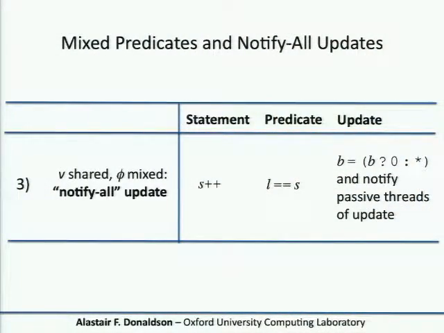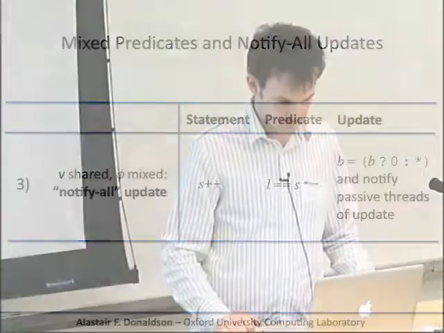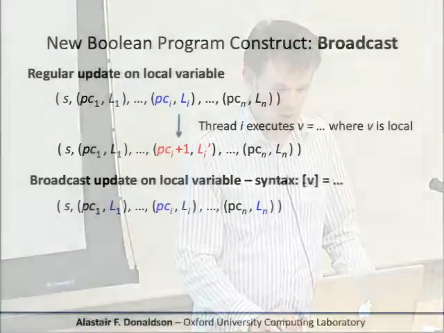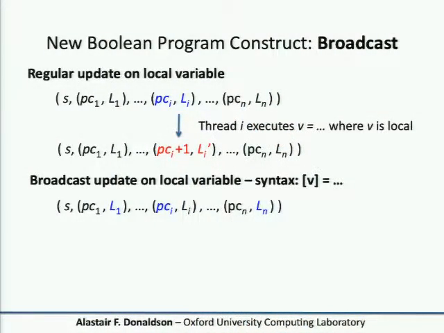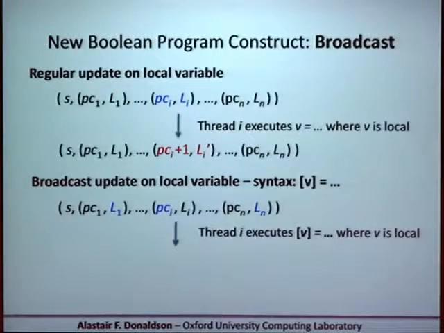On the previous slide, I think you had notify all updates on shared B. But on this slide, B is shared, and then on the new slide, B is local. So in this slide, by V, I mean a variable in the C program. And in this slide, I mean a Boolean variable, a variable in the Boolean program. So I really should have said B, not V there, to make this clearer. Thanks for that. Here, V is a local variable. And on the previous slide, V was shared.